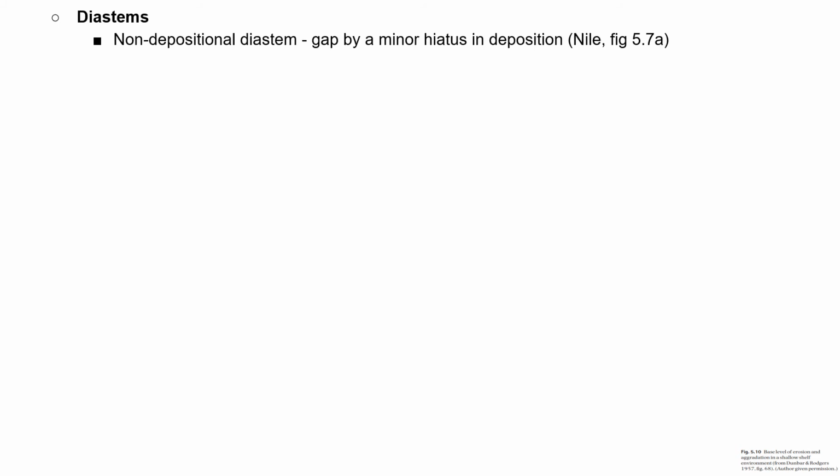Now, I want to talk a little more about these gaps, these diastems. We have two main kinds of diastems, and I've got references to some figures to look at in the textbook as well. First is a non-depositional diastem. This is going to be a gap in your stratigraphic record due to a minor break or hiatus in deposition. In other words, we're not eroding a lot, we're just not depositing much. So you have a skip in conformable deposition.